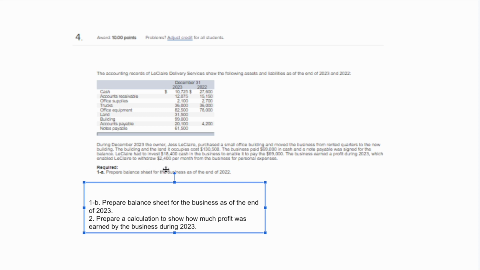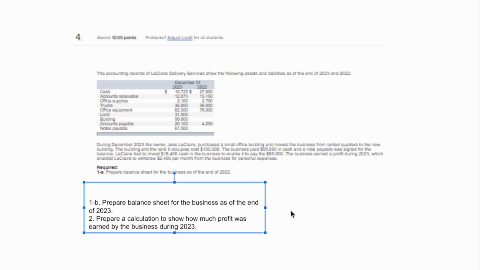LeClaire had to invest $18,400 cash in the business to enable her to pay the $69,000. The business earned a profit, which enabled LeClaire to withdraw $2,400 per month to pay personal expenses. Prepare the balance sheet. Okay, so we've got to prepare the balance sheet for the end of 2022. We've got to prepare the balance sheet for the end of 2023, and we've got to calculate how much profit was earned.